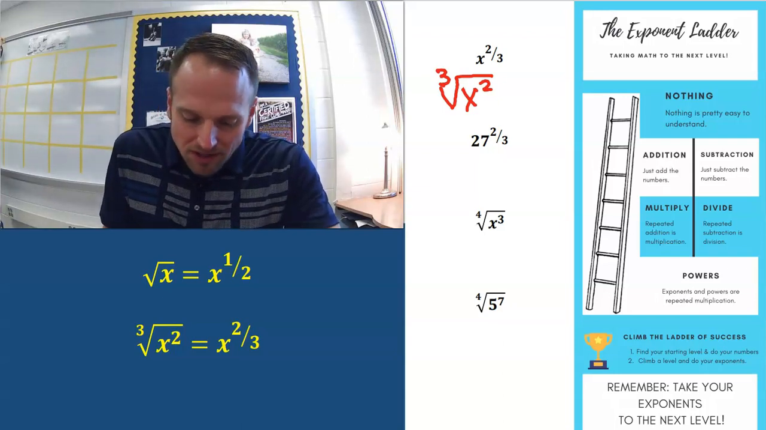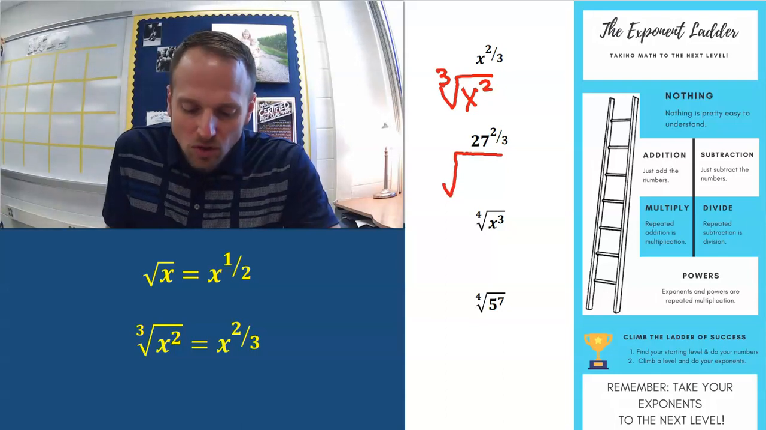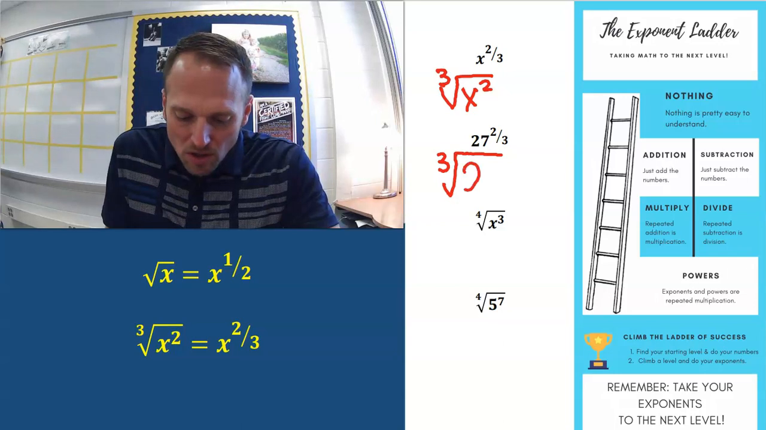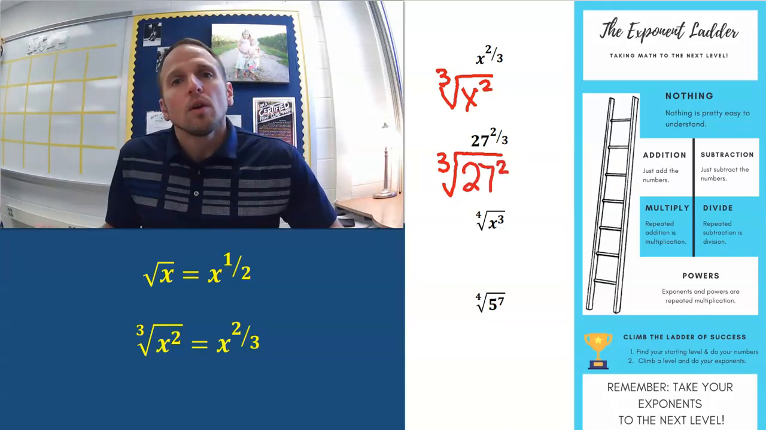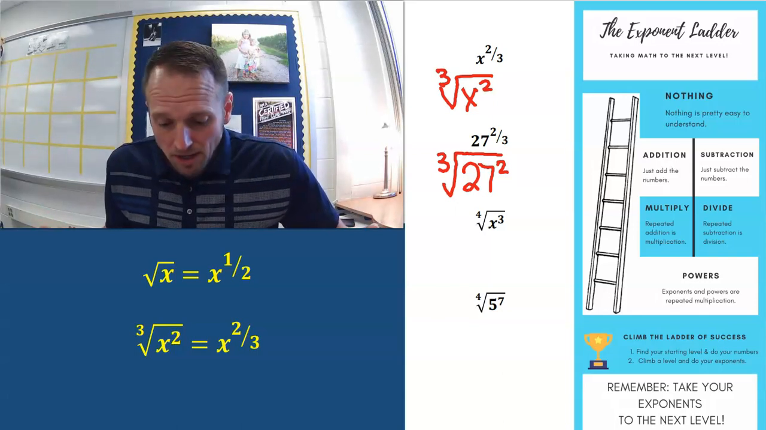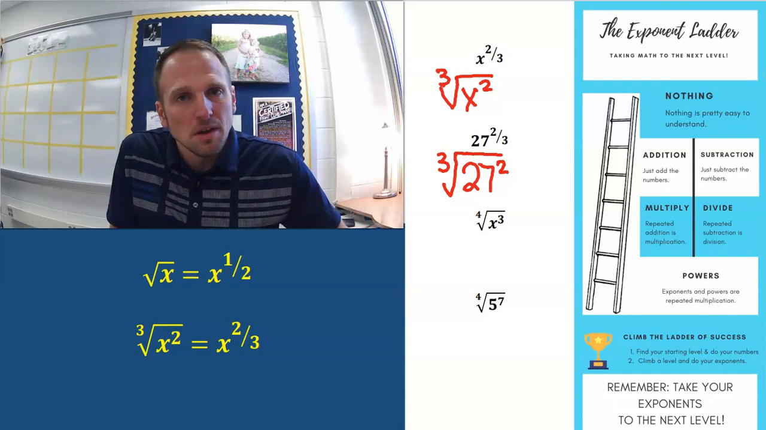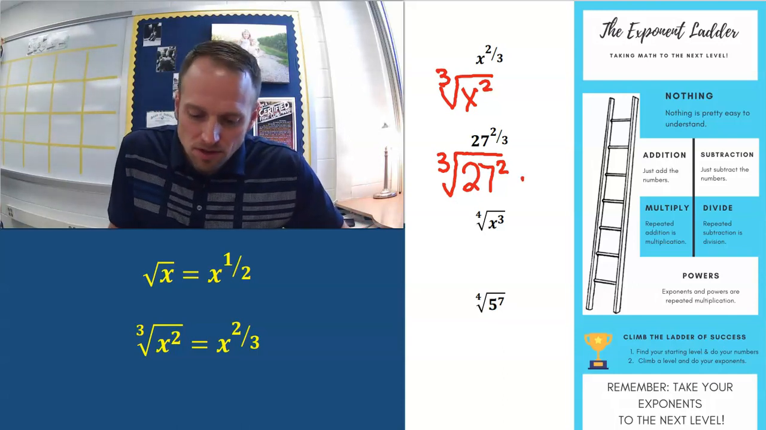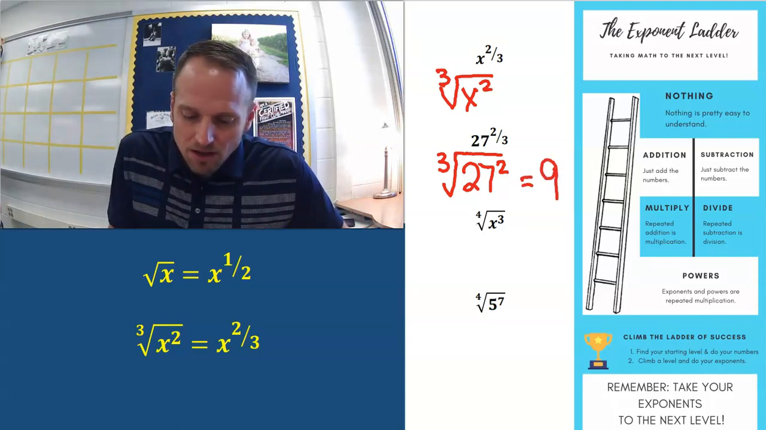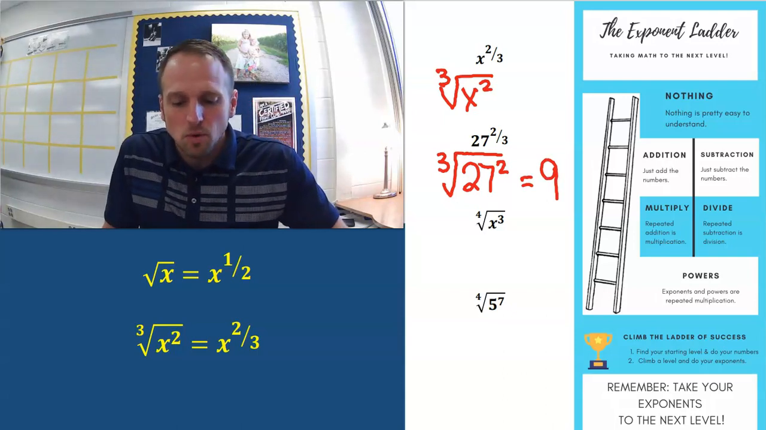All right, same thing to do there. Okay, 27. Let's see that. 27 to the 2/3 means the third root of 27 squared. We can actually calculate this. The third root of 27 is going to be 3, and if we square that, 3 squared is 9. So 27 to the 2/3 power is going to be 9.